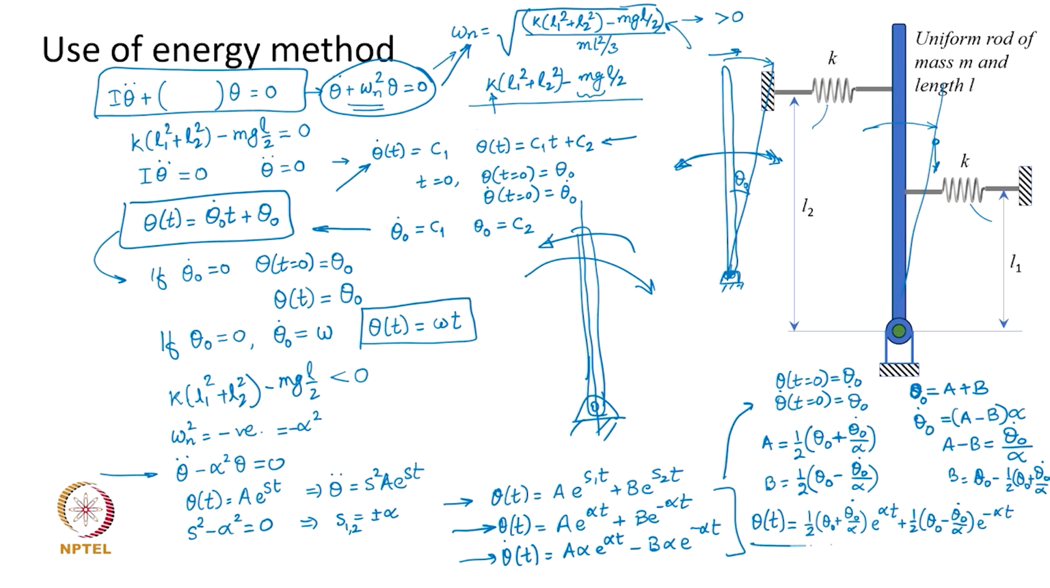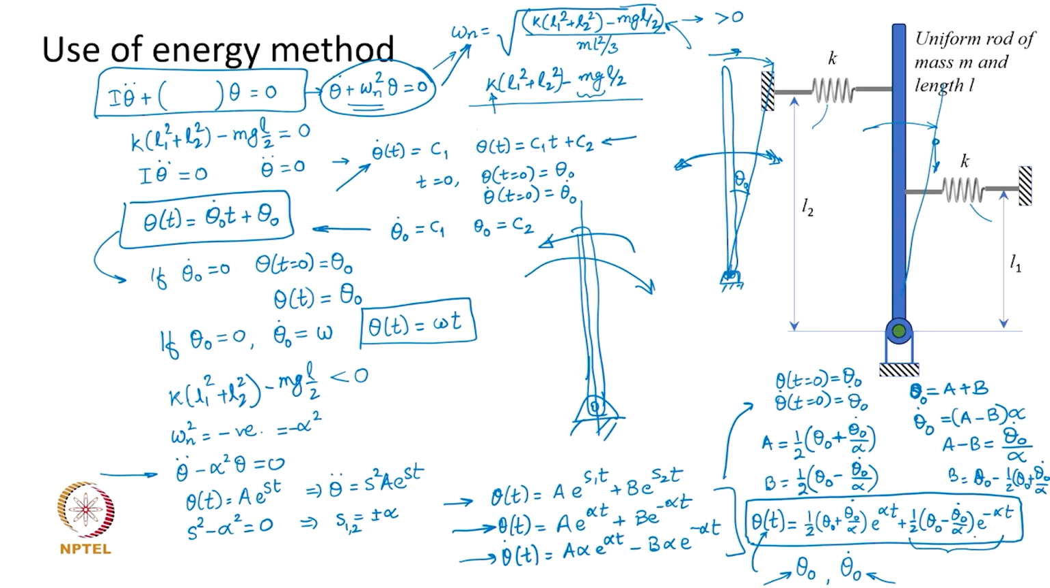Now, what do you infer from the response expression that we have got? Theta t is nothing but your vibratory response as t progresses under the imposed or input initial conditions of angular displacement theta naught at t equal to 0 and initial angular velocity at t equal to 0. So, once you give these two initial conditions, the response is given by this expression. Now, look at the expression that we have got. Let us first figure out what we infer from the second part of this expression.